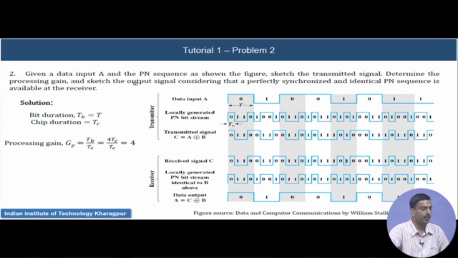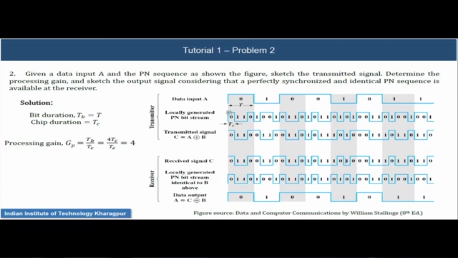In problem 2, we are given input data as we see in this figure, and we have a locally generated PN sequence. Now we need to find out the processing gain in the first place, and we also need to sketch the output signal, assuming that the same locally generated PN bit stream at the transmitter is also available at the receiver, and moreover this stream is perfectly synchronized without any delay.